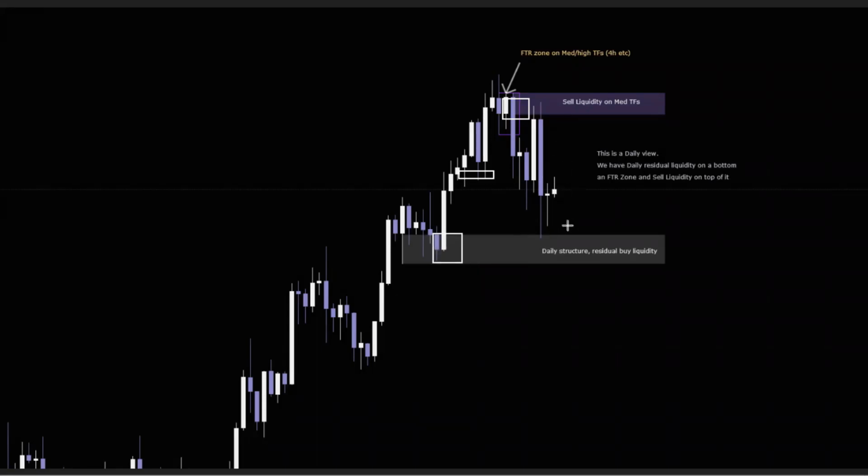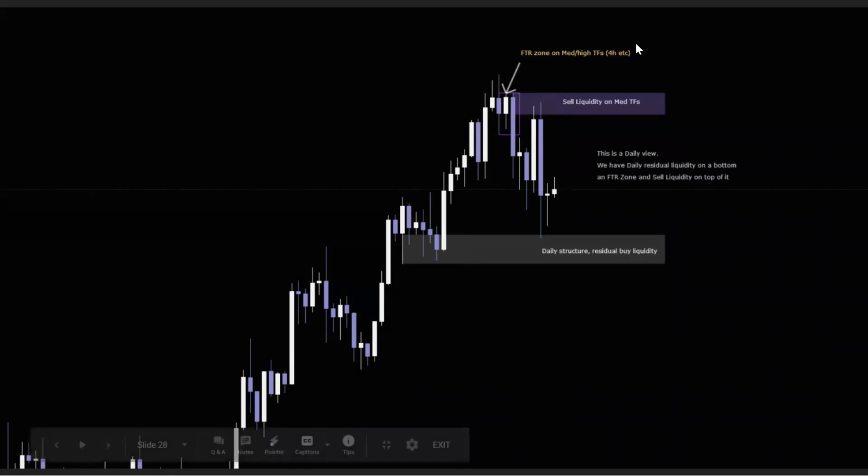You just have to manage your expectations. You can't expect price to push past this high. Not to say it won't, but in my experience, that's the best way to go about it.